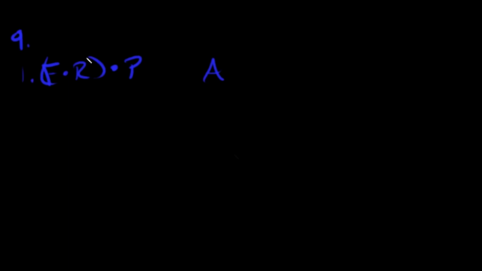Number 9, we got F.R.P, parentheses around the F and the R. But what we want to solve for is F dot parentheses R and P. At first glance, it might seem like these two are basically saying the same thing, because if we got all ands, and you can put the parentheses wherever you want, it seems like these are saying the same thing. Well, they are, but we need to logically prove that.